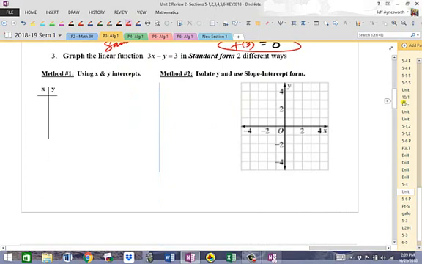Okay, now we're going to graph an equation in standard form. Standard form is ax plus by equals c.